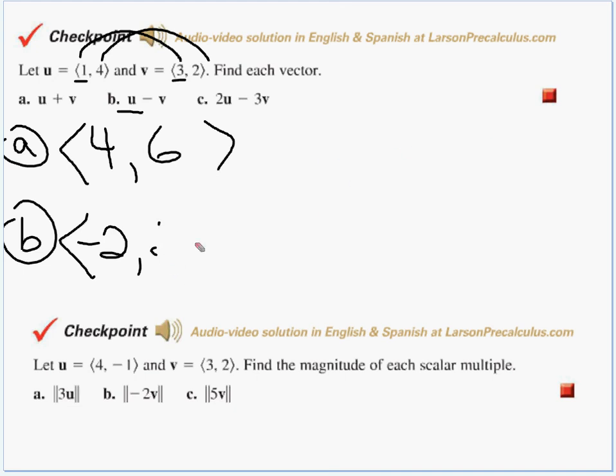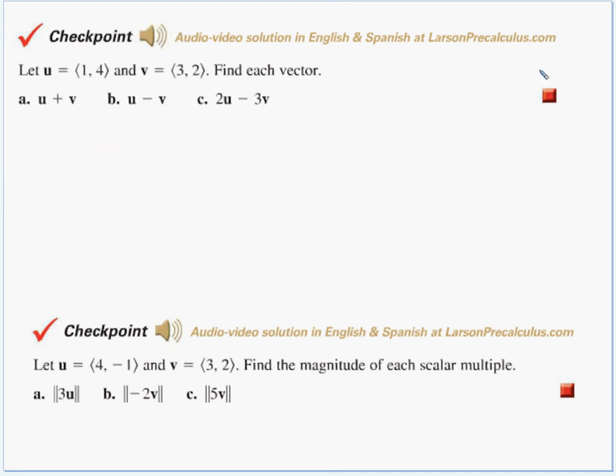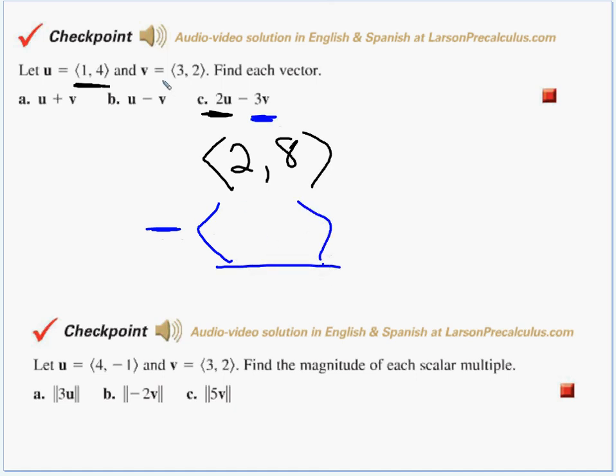Now for part C, we're going to have to multiply by scalars first. So 2u, so I'm going to double the things in here, so that's going to be 2 comma 8. And then we're going to subtract 3 times this vector. So if I multiply each of these by 3, 9 comma 6. Now I subtract: 2 minus 9 is negative 7. 8 minus 6 is 2.